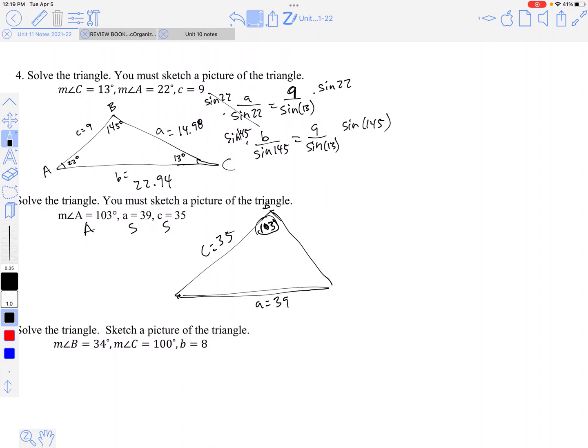Okay, so you need to find angle B, angle C, and side B. Okay, so go for it, try it.